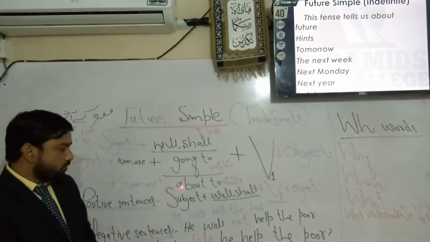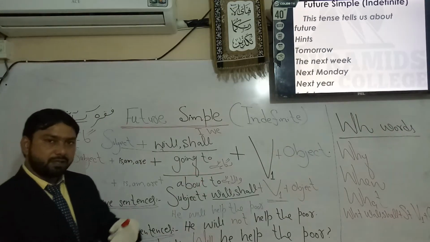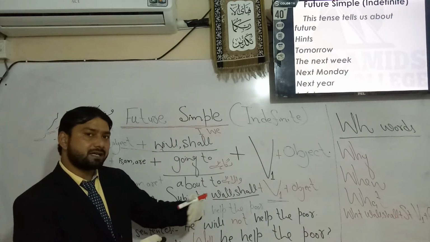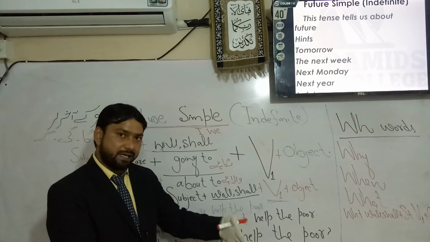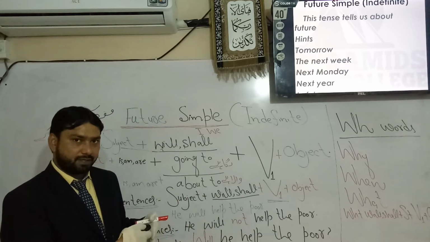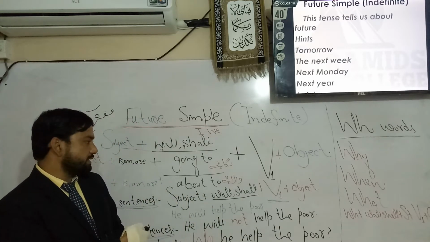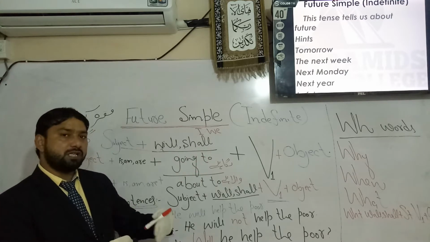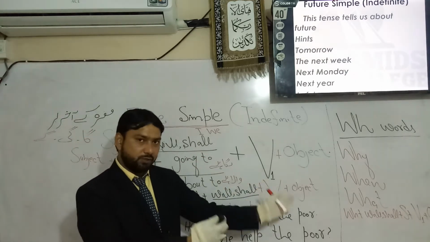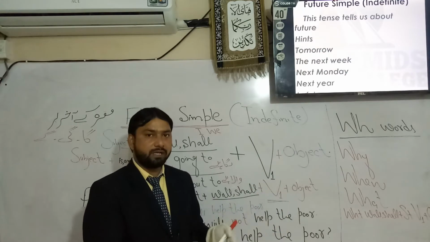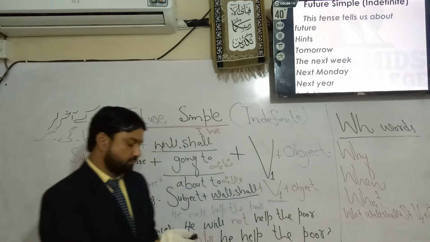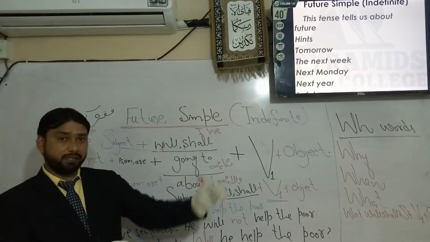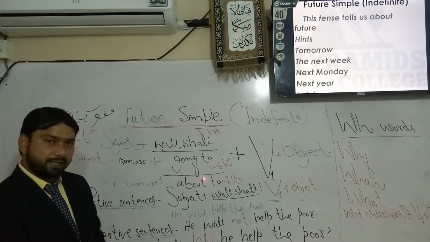Okay, how about the about to? A thing, a happening that is about to happen in the very near future. There is no planning, but in going to, you are going to have a plan. We are going to buy a new house next year. It means that you have made a plan. But here, it is about to rain. It's cloudy, so it's about to rain.